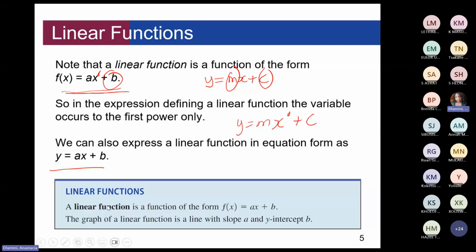Okay, so this definition says a linear function is a function of the form f(x) = ax + b. The graph of a linear function is a line with the slope. As we said, m is the slope in this case, and a is the slope there, and b is the y-intercept. Are we together? Can I move forward?